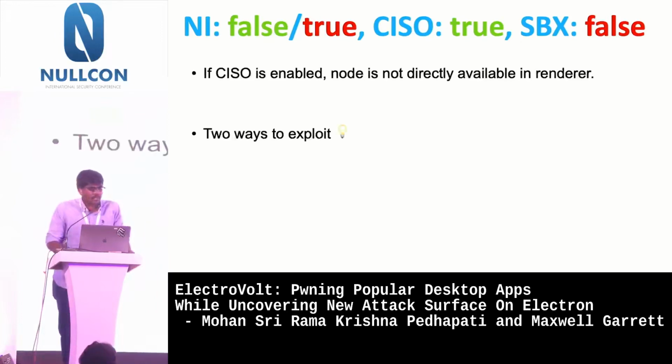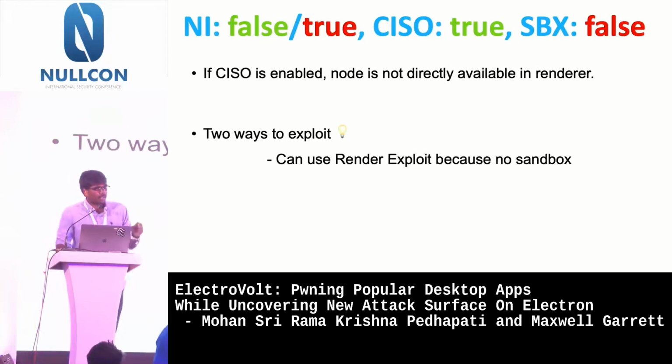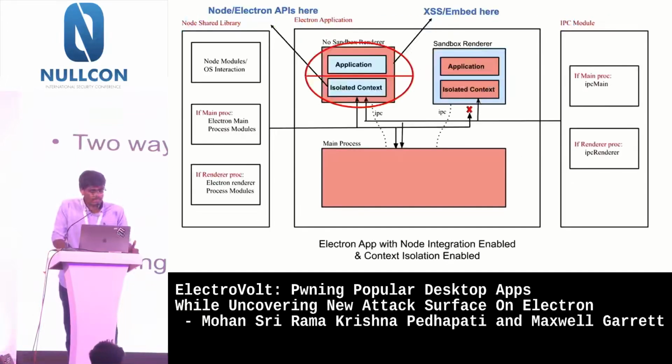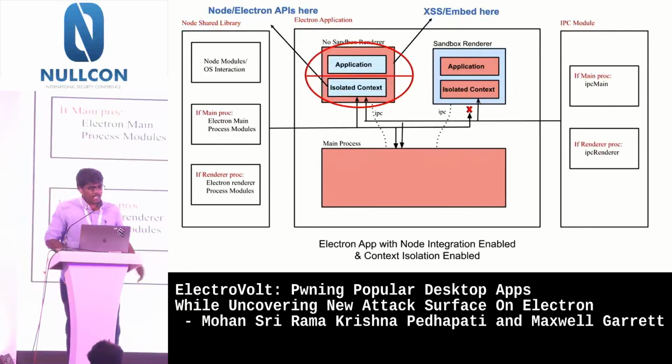So there are two ways to exploit this bug. We can either use a renderer exploit, which means we use a V8 exploit to get remote code execution because the sandbox is disabled, or we need to somehow find a bug which disables context isolation. So let's see how we can exploit this. And this is where we are in the architecture. As you can see, the application JavaScript context is different from the node primitives and IPC primitives isolated context, which means even if we have access in the application JavaScript context, we can't access node modules.